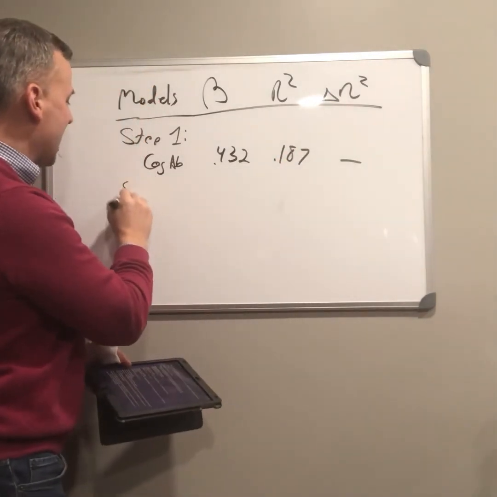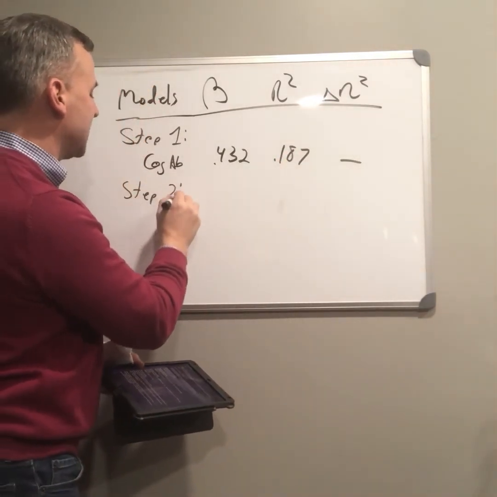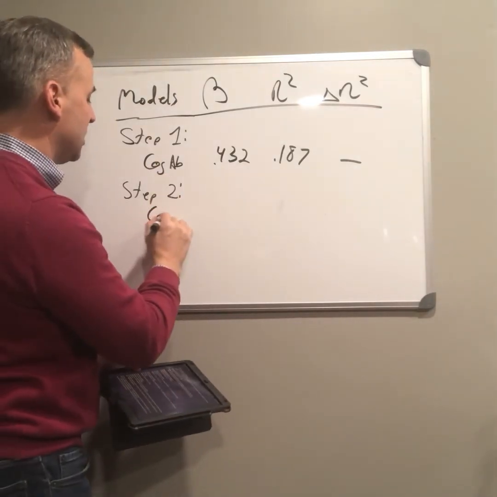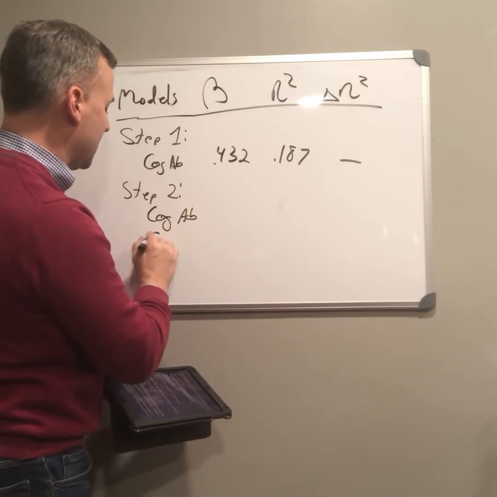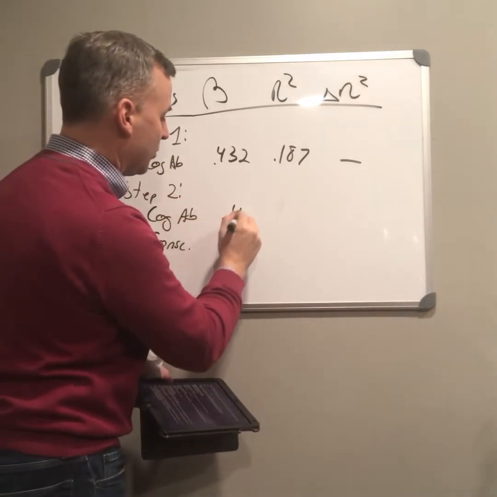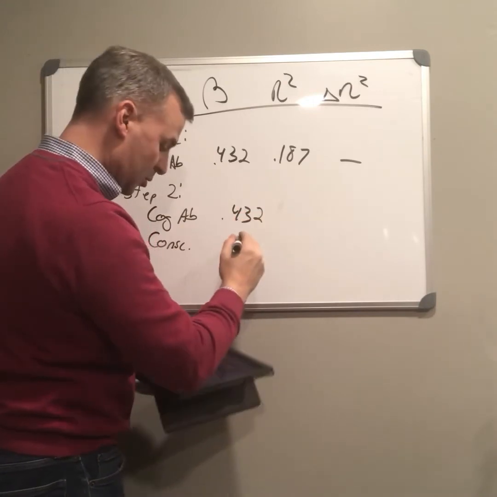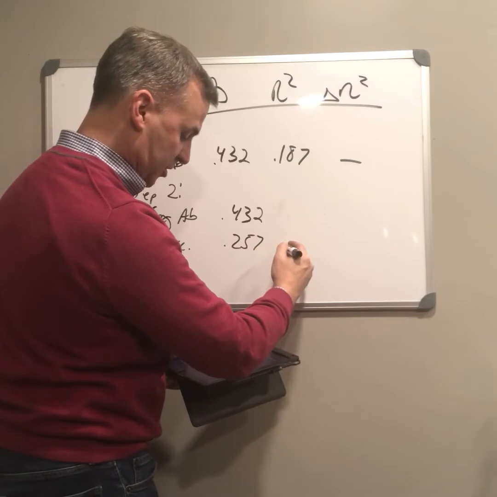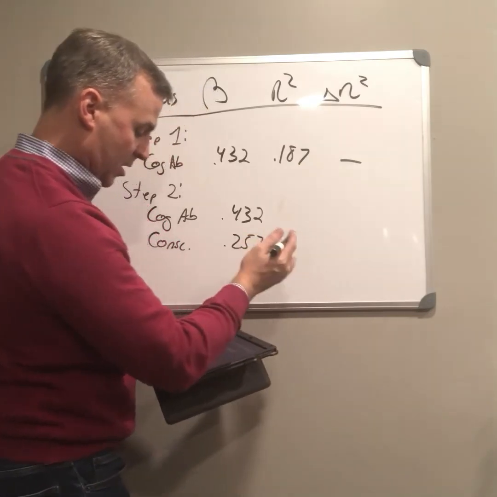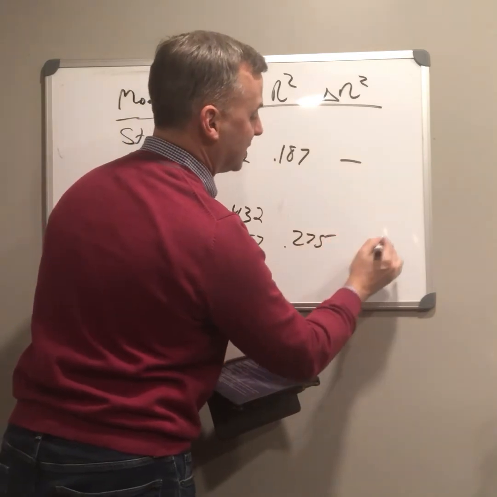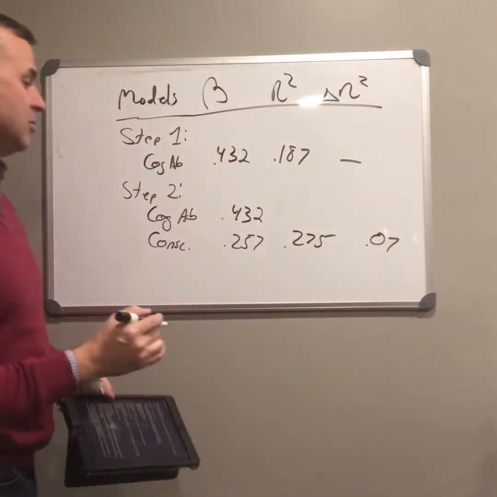And then it'll say, in the second step, right? So the wording would say something like, in the second step, we added conscientiousness to our equation. So here it'll say cognitive ability, conscientiousness, and it'll say, these were our results, 0.432, 0.257, right? Gave us an R squared here of, what did I say the total was? 0.257, right? And a delta R squared of 0.07.